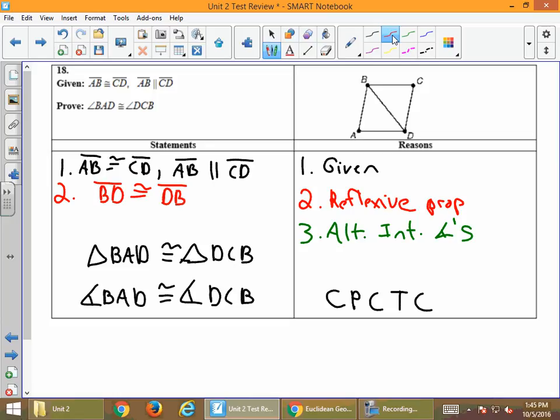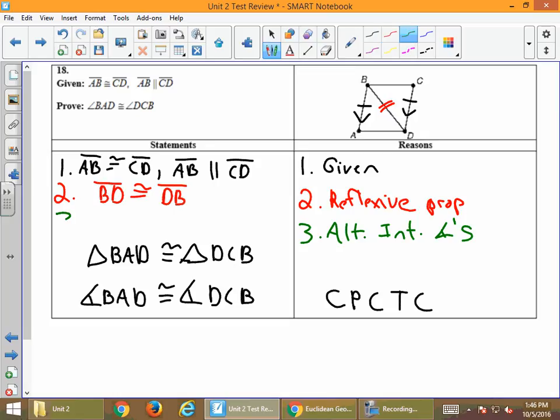Before I jump the gun here, make sure I'm marking my picture. I forgot to. Make sure I mark AB is congruent to CD, and the other thing tells me they're parallel. So how did I know it was going to have alternate interior angles? What indicated to me that one of the reasons would be alternate interior angles? Shared side tells me reflexive. How did I know alternate? Parallel lines. AB is parallel to CD. Anytime you see parallel, we have alternate interior angles. Now, I didn't mark my reflexive side.